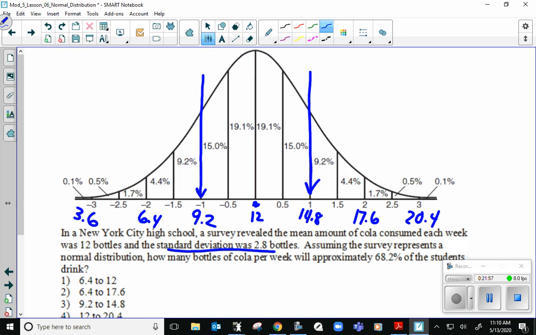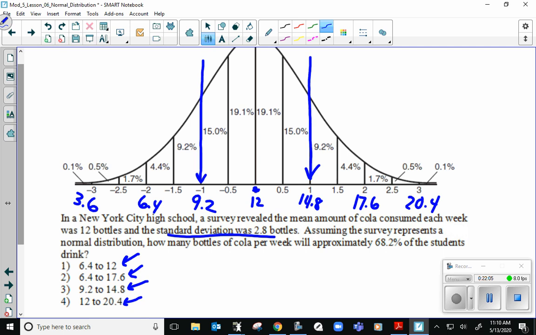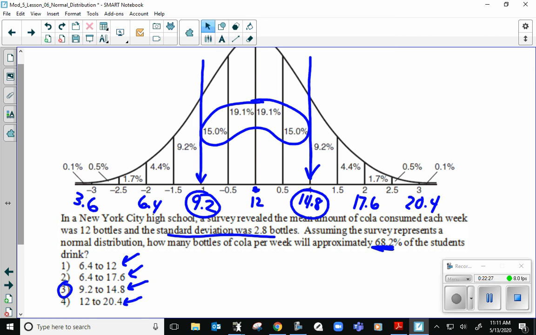But what I would have to do is look at each one of these intervals and add up the percentages in between them. This percentage right here is the only one that, if I add it up, will give me 68.2%. That is from 9.2 to 14.8. Badoosh. There you go. That's a real good problem they would give you a chart for. I wouldn't expect them to give you one like this on a Common Core exam, but that's definitely a Regents style question in Algebra 2 with trig before it went to Common Core. You would need that chart, in my opinion.